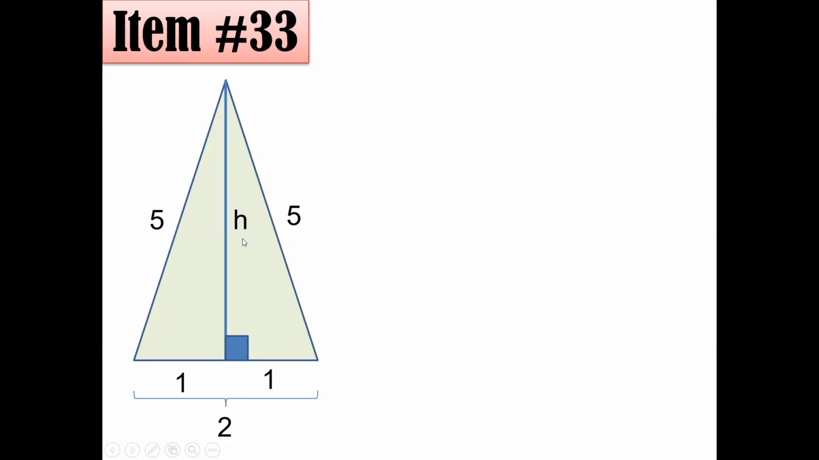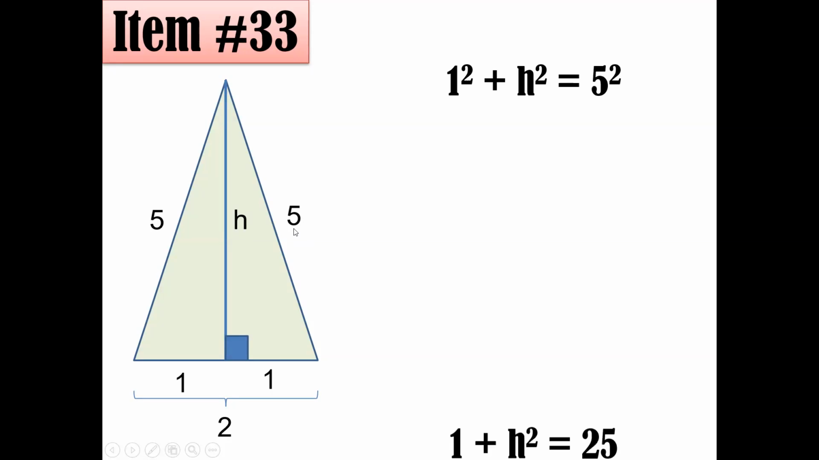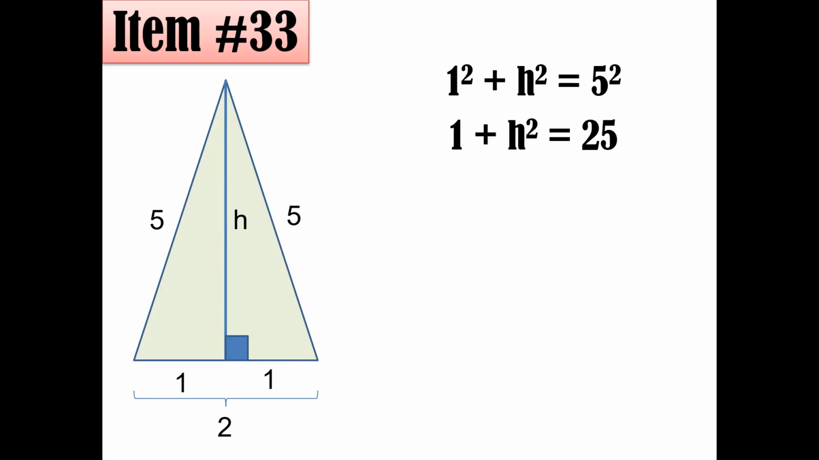Dahil dyan, as an altitude, by the way, it forms right angles. As a median, it divides this side into 2 parts. And you could see that this is a right triangle with legs 1 and H, and its hypotenuse is 5. By the Pythagorean theorem, that's 1 squared plus H squared equals 5 squared. So that's 1 plus H squared equals 25. Subtracting both sides by 1, you get H squared equals 24.